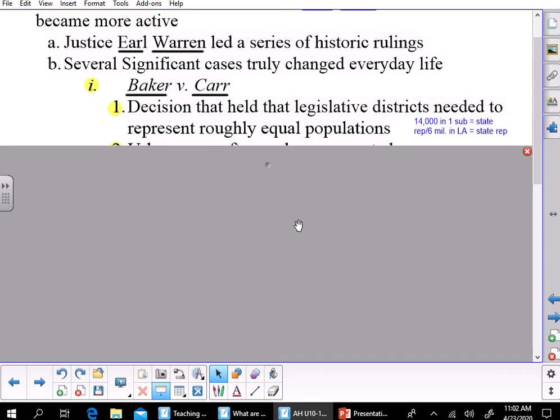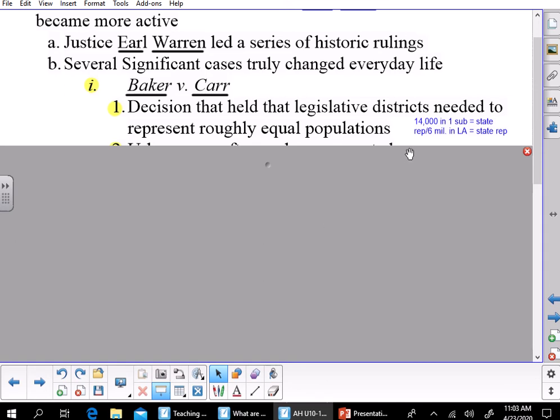Because if you just cut up a state and divide it up by geography, what you're going to have is some groups vastly underrepresented and other groups vastly overrepresented. And largely speaking, urban areas are going to be underrepresented, and minorities were more prevalent, particularly in the 60s, in urban areas, and therefore were being underrepresented in Congress.